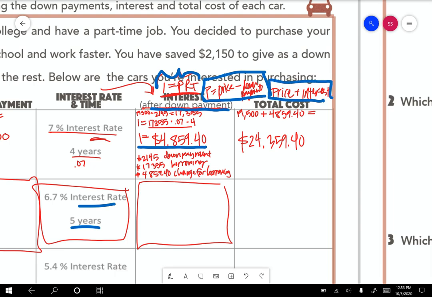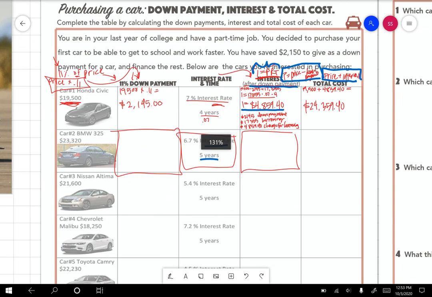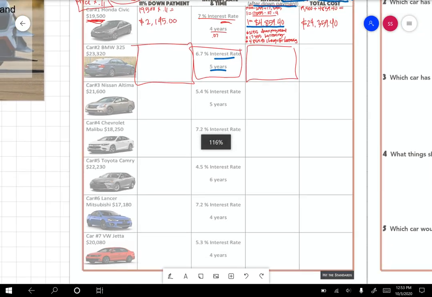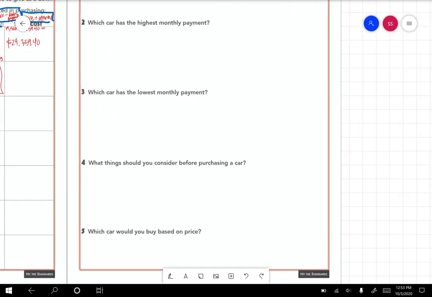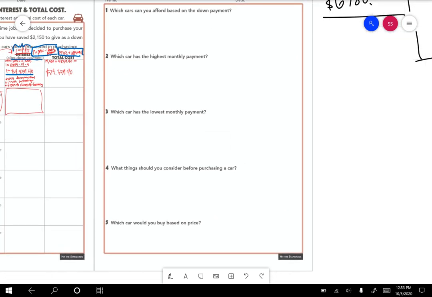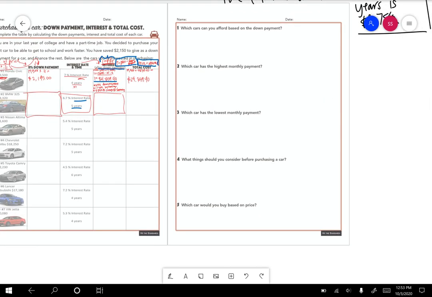So if you can't remember what to do, just rewind and watch me go through that example. Okay. So you'll basically do that for the rest of these cars. There's 7 cars total. So you're doing 6 of them because I already did number 1. Okay. And then on the back of that page, you're going to be answering these questions. Which cars can we afford based on the down payment? So remember, we only have $2,150 for the down payment. So which of those cars can we afford based on just the down payment alone?